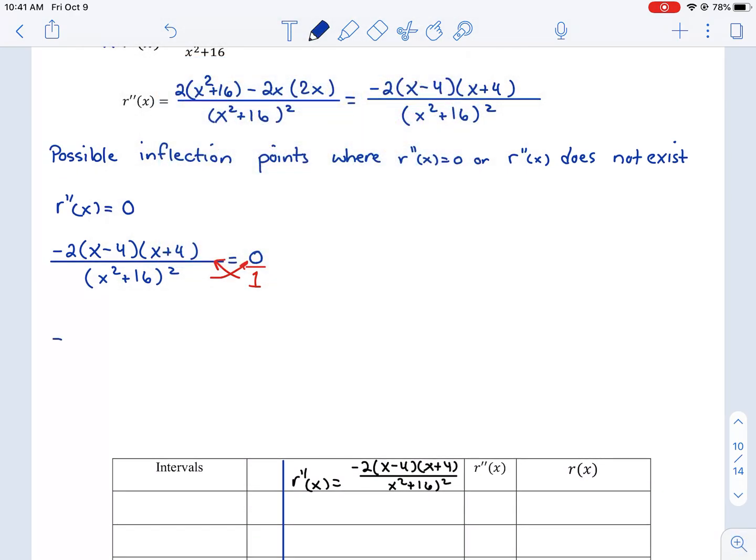And when we do that, we get negative 2 times the quantity x minus 4 times the quantity x plus 4 is equal to 0. So that implies that there are two possible locations for an inflection point. One at x is equal to 4 and one at x is equal to negative 4.